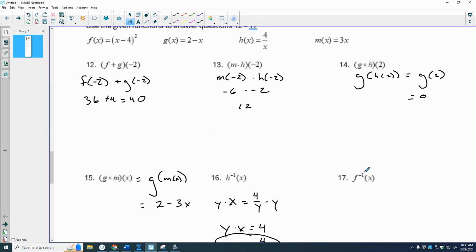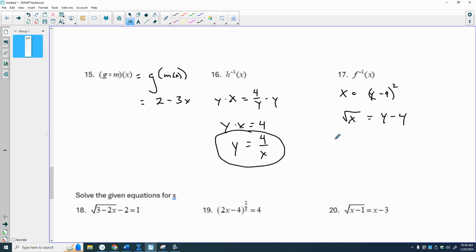Okay, F inverse, I'm going to find the inverse of that. So I have x equals y minus 4 squared. So I square root, and when I square root, I generate both the plus and the minus. But since I'm looking for an inverse function, I don't do the minus, just because it becomes y minus 4. I add 4 to both sides, and we got our equation. Square root of x plus 4 equals y.